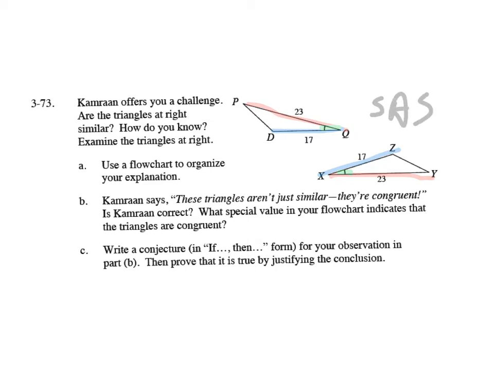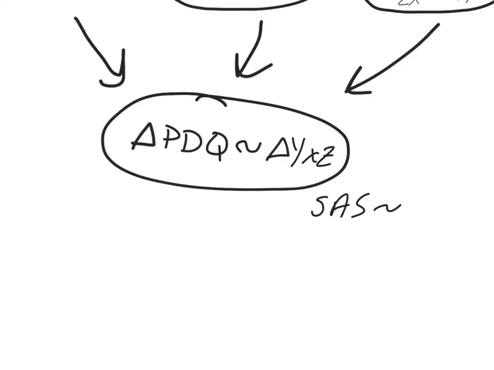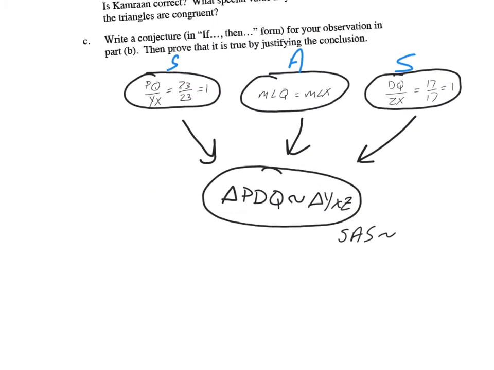And so I would like us to construct a flowchart in order to organize our work. So let's do that right now: create a flowchart justifying the similarity between those two triangles. Hopefully you're going to have something that looks something like this.